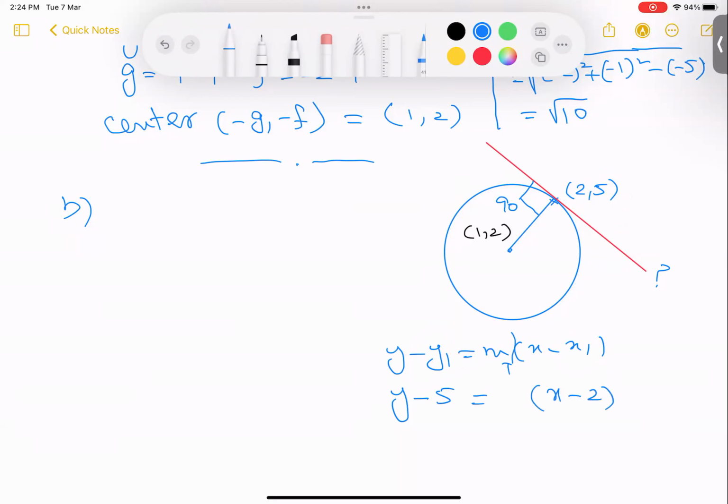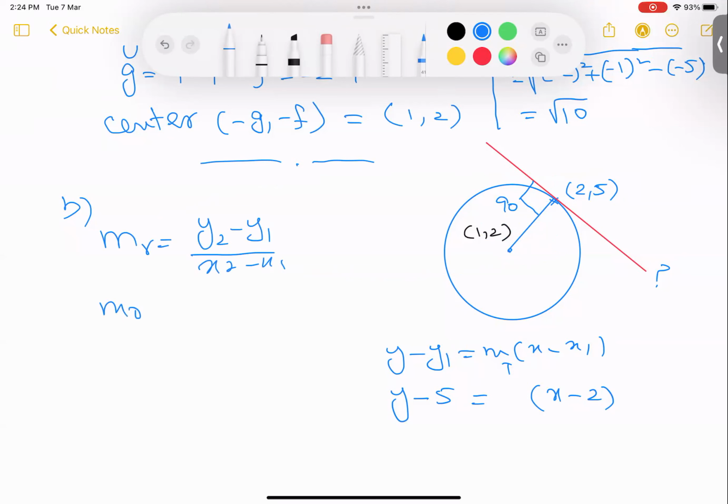The only problem left, I don't have the gradient of the red line. So the tangent gradient, I don't have it. But I can find it. How come? Do we have the gradient of the radius? We can find it. So the gradient of the radius, R for radius, is y2 minus y1 over x2 minus x1. All of you are familiar with the formula of gradient.